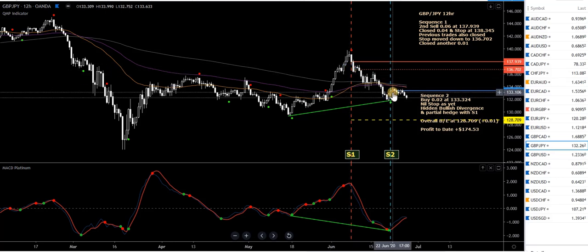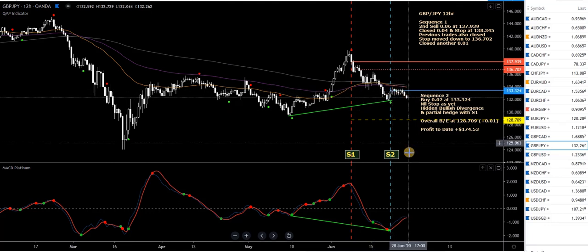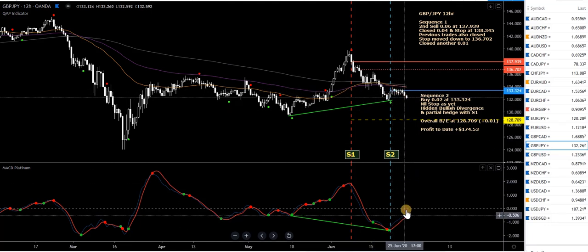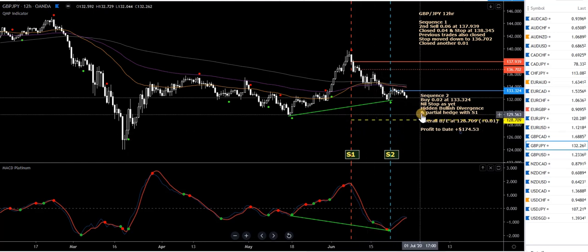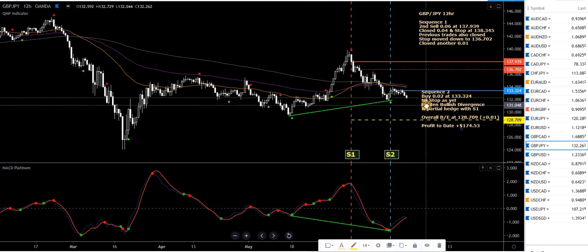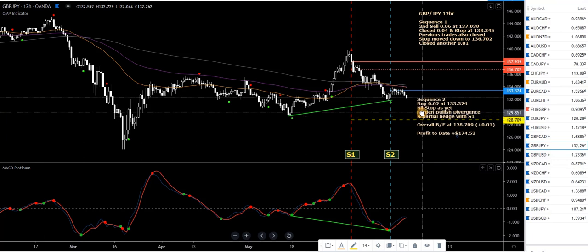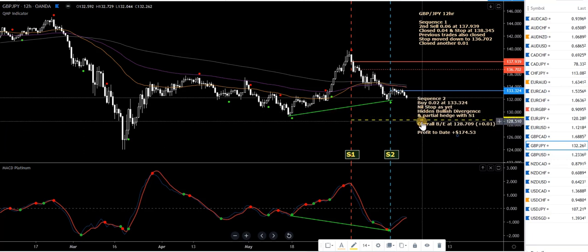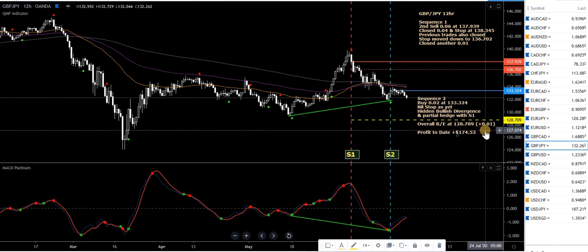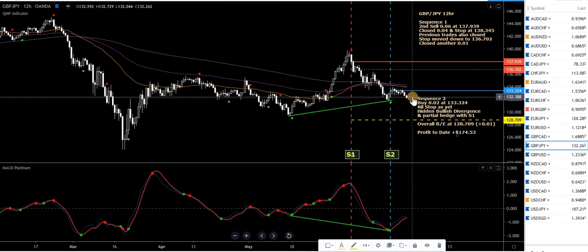Took a buy here, like a lot of these buys I've taken, gone sideways and fallen away from me. MACD Platinum still below the 0 level. This is my overall break even down in here. I'll just move this out. There it is, down in this yellow line, because I'm net plus 0.01 as long as price.